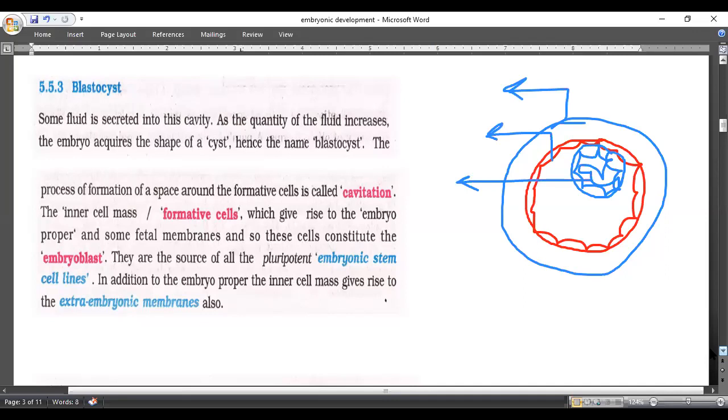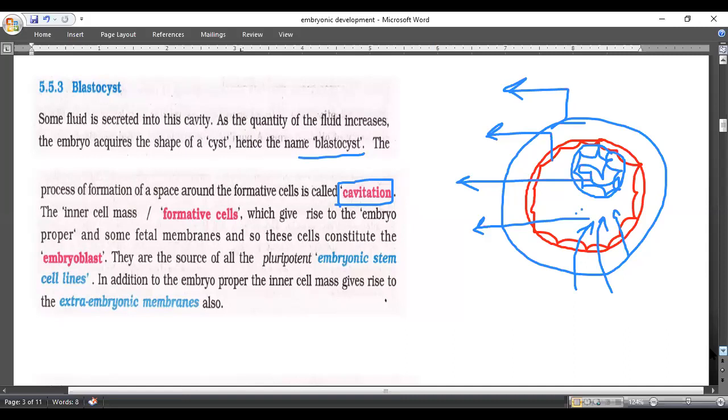What difference do we find with the previous one? This blastocoel cavity is much extended, because the fluid of the uterine cavity started entering and accumulated. Now it appears like a cyst. We call it a blastocyst. The process of formation of space around the formative cells is called cavitation.